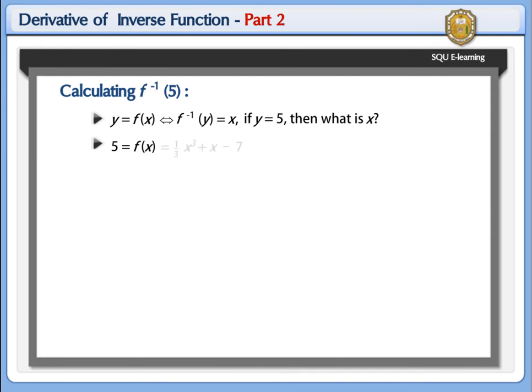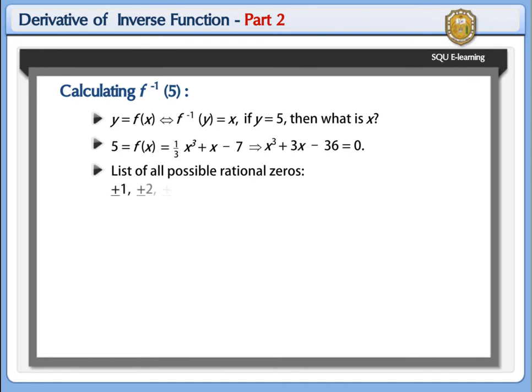Now you know that f of x is 1/3 x cubed plus x minus 7. Well, if you simplify your equation a little bit, then you are going to get that x cubed plus 3x minus 36 is equal to 0. Well, from previous courses, you know that if you've been given an equation like this one, and you've been asked to find the solution of this equation, then one way of trying to find a rational solution for this equation is the rational zeros theorem. Now, this is going to give you a list of all the possible rational zeros, which is plus or minus 1, plus or minus 2, plus or minus 3, plus or minus 4, plus or minus 6, plus or minus 9, plus or minus 12, and plus or minus 36.